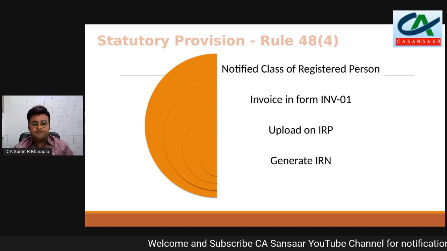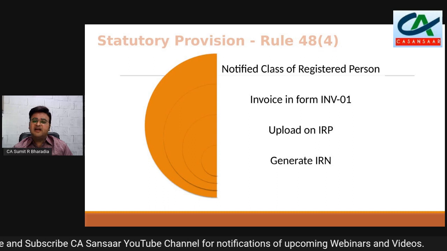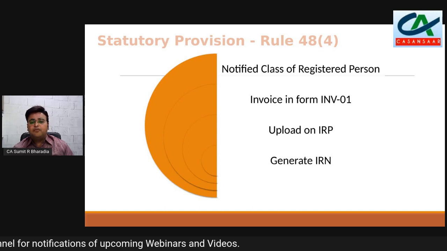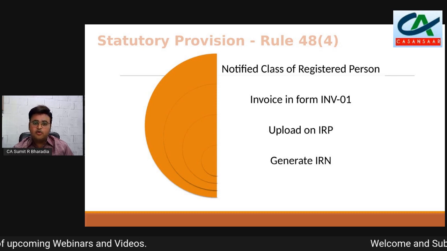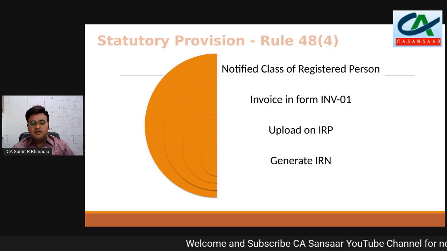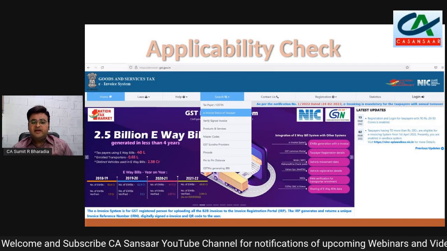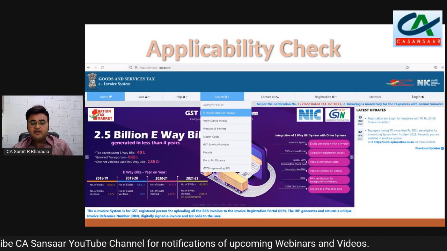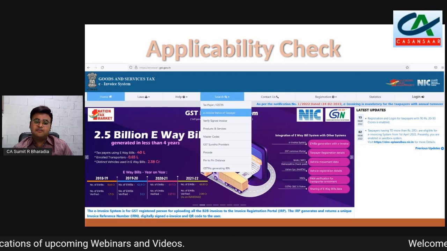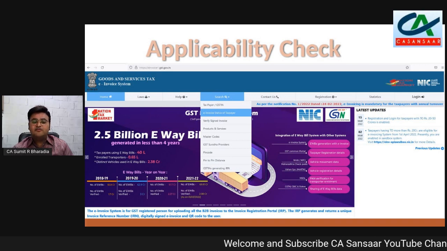Statutory provision, Rule 48, sub-rule 4. There are 4 components: notified class of registered person, that is the turnover limit; invoice in form INV-01, that is the schema; upload on IRP, that is the invoice registration portal; and generate IRN, that is invoice reference number. These are the 4 parts of sub-rule 4. Now it is necessary to check the applicability for your supplier, because if it is applicable to him and he does not issue an e-invoice, then such invoice is not a valid invoice as per sub-rule 5.